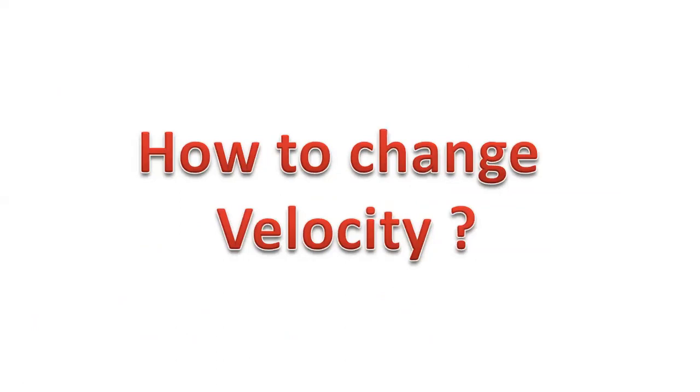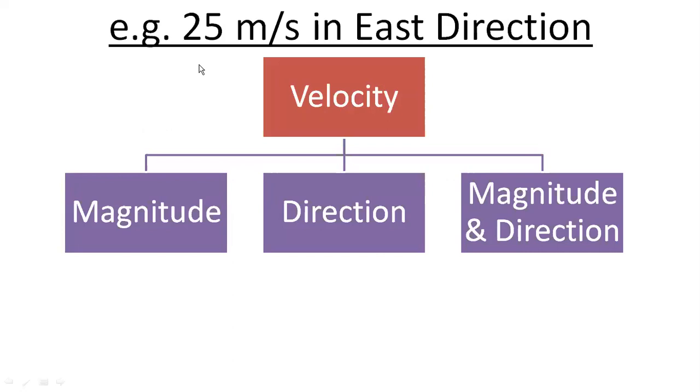The first thing we are going to deal with today is how to change velocity. Is it possible to change velocity, and how to change it? There are different ways in which we can change a velocity. For example, let's take a body whose velocity is 25 meter per second in the east direction. I have mentioned speed and direction, so that means I have mentioned velocity.